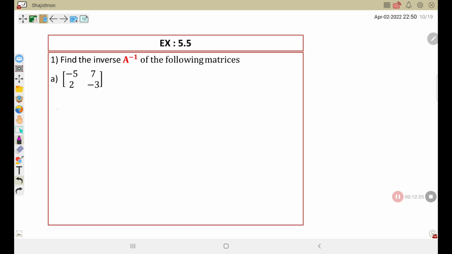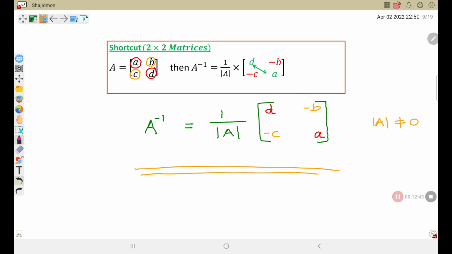I am just calling this matrix A. A equal to matrix minus 5, 7, 2 and minus 3. Now we need to find A inverse. As we said before, before finding A inverse, first calculate the determinant of A.